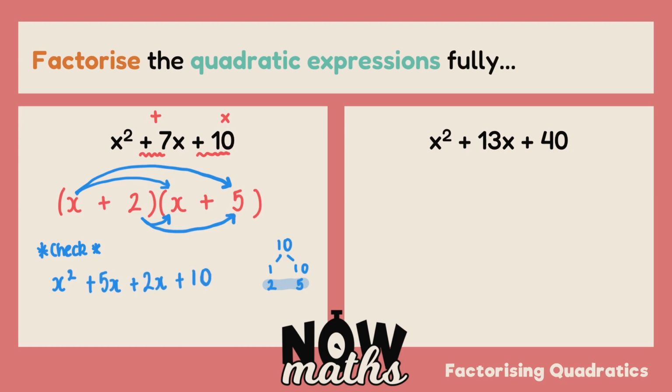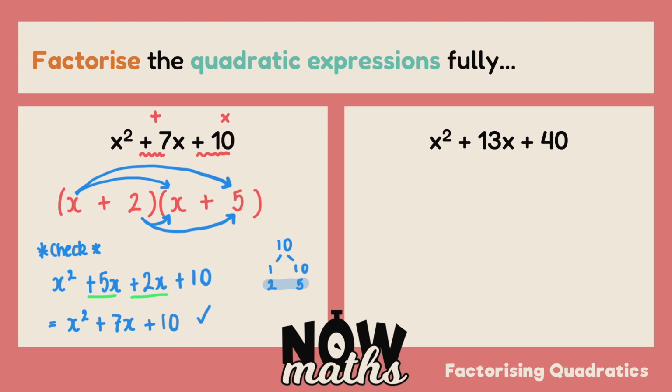Then simplifying this, we can see we have like terms of 5x and 2x, which add together to make 7x. So altogether we have x squared, add 7x, add 10, and this answer is the same as what we started with, so the answer that we had in red is definitely correct.